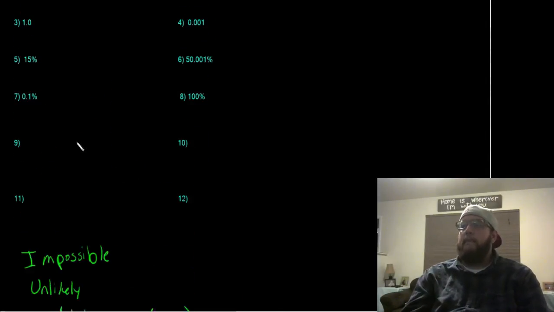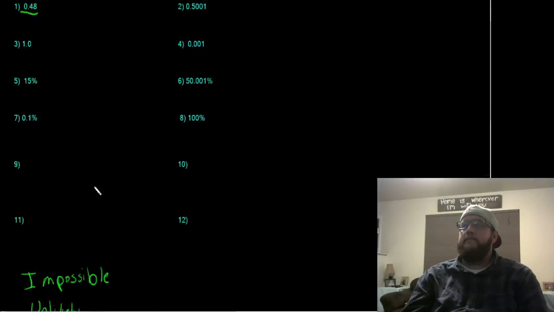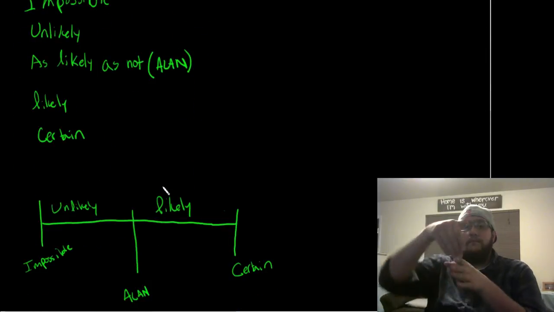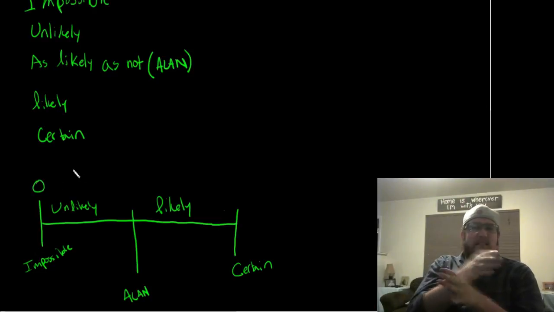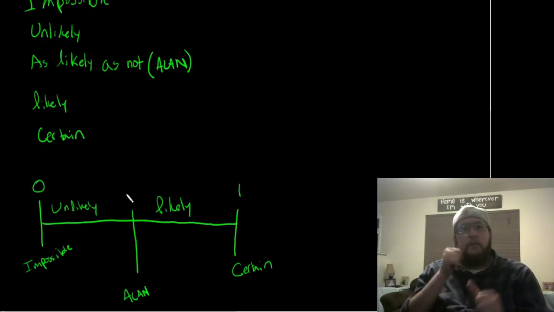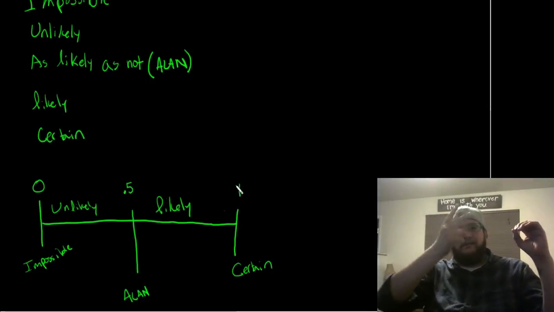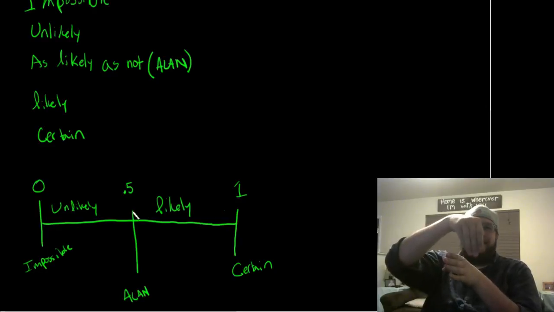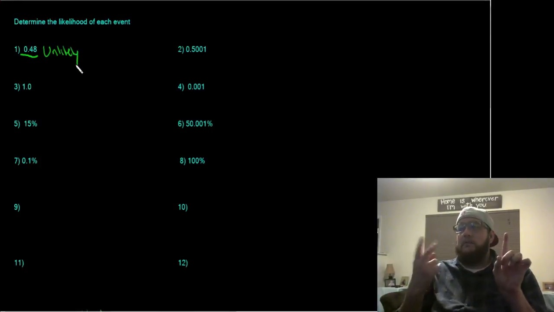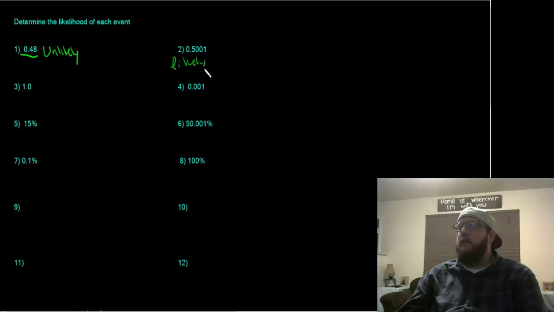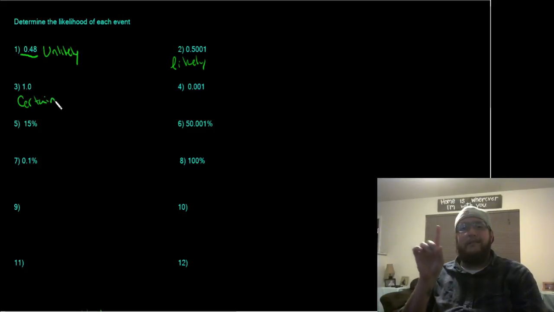0.48 is a little bit less than half. Remember, at a half, we've got 0, 1, and 0.5. 0.48 is a little less than half. So this is unlikely. 0.5001 is slightly larger than half. So this is likely. 1.0 is certain. 0.001 is unlikely.